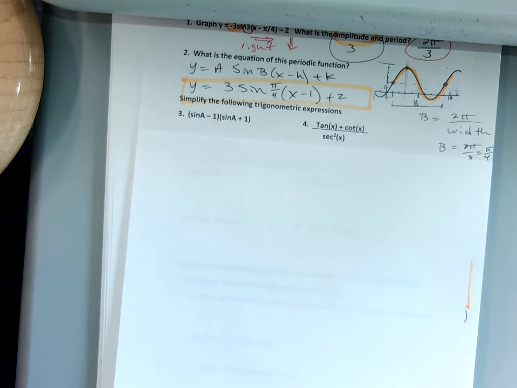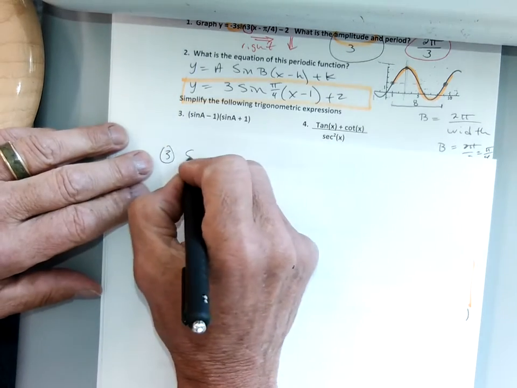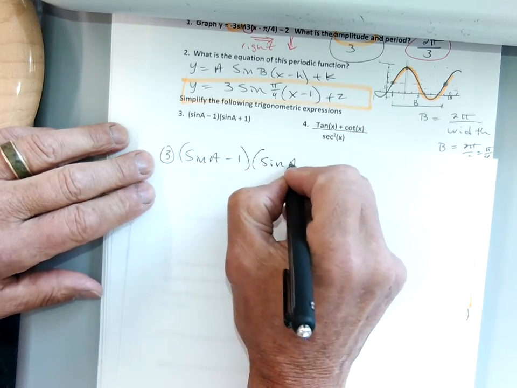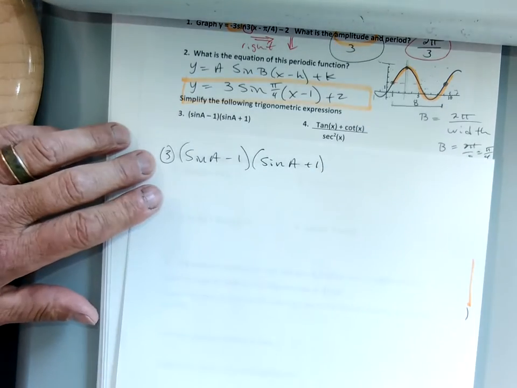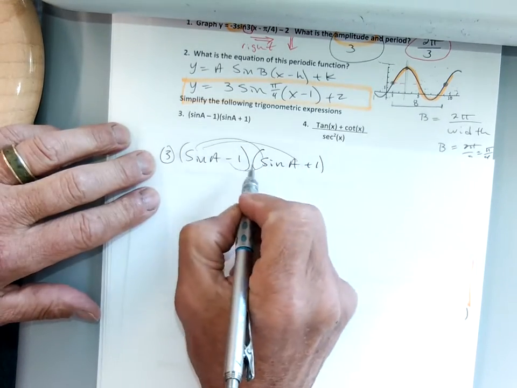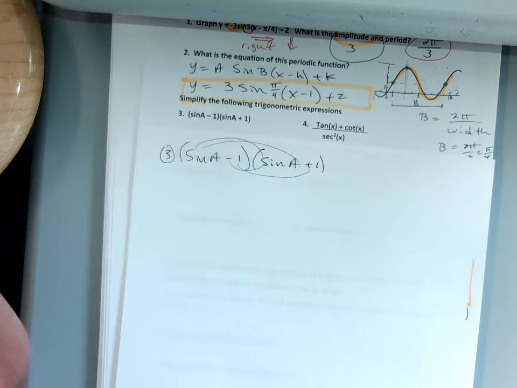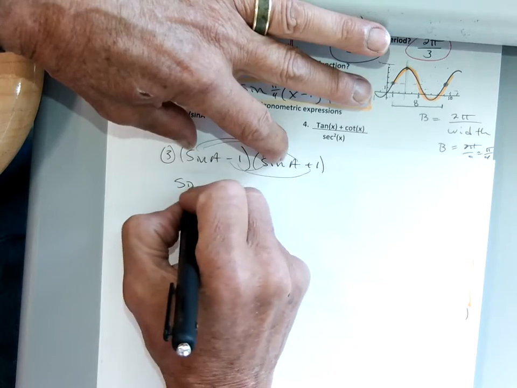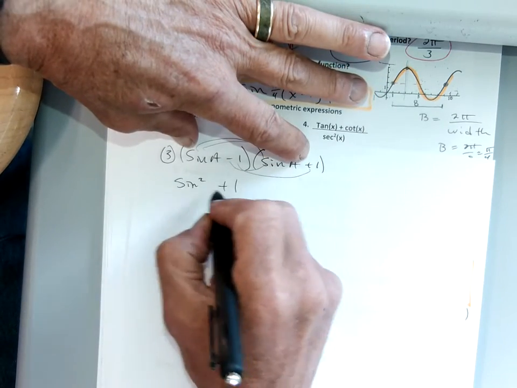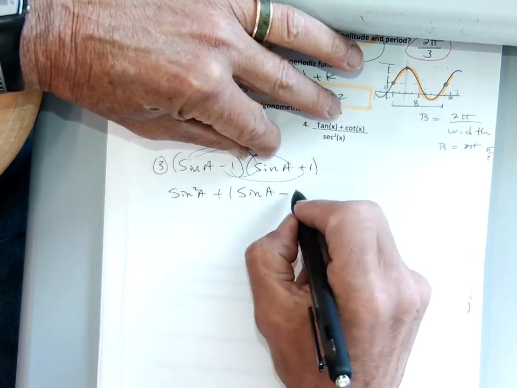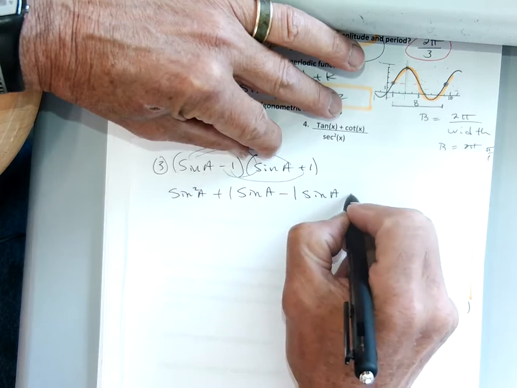All right, number 3. What do you think? How about we FOIL it? Let's FOIL 3. I have sine of a minus 1 times sine of a plus 1. So I'm going to multiply: this times this, this times this, this times this, this times this, right? So I'm going to get sine squared plus 1 sine of a minus 1 sine of a minus 1, okay?